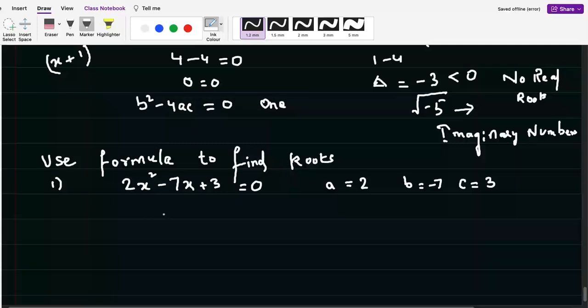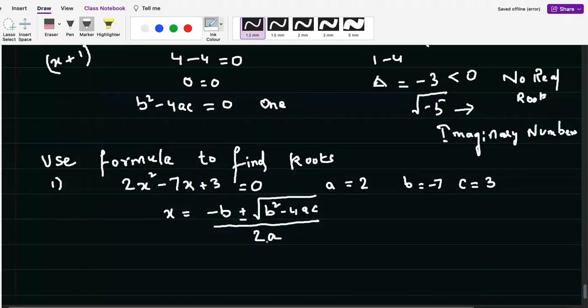So here the formula is x equals negative b plus or minus under root b square minus 4ac, whole divided by 2a. This you need to remember. If I put everything in this formula, then I will get minus b plus or minus under root.